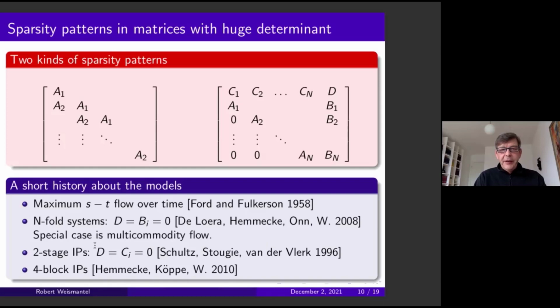Two-stage IPs, this is the special case when D equals Di equals 0, so you don't have this first bunch of lines here. You only have A1 to AN and this last column B1 to Bn. And then in general, as it is written on the right, this is a so-called 4-block IP that was introduced in Hemmecke, Köppe, and so on.